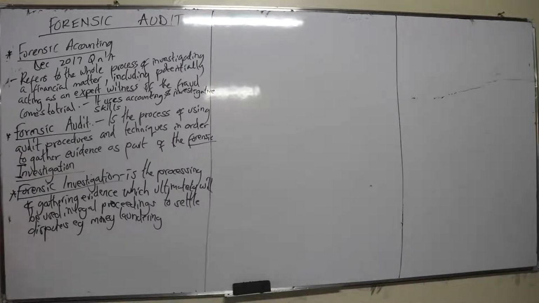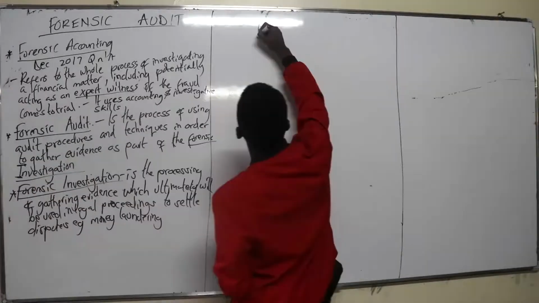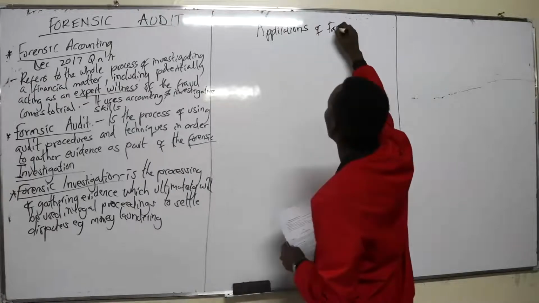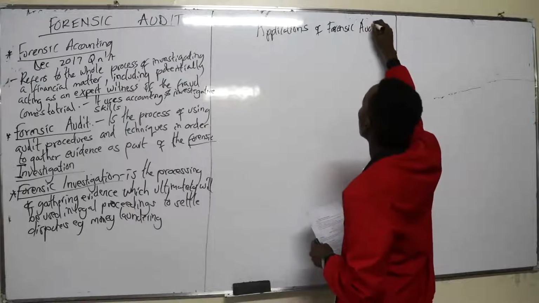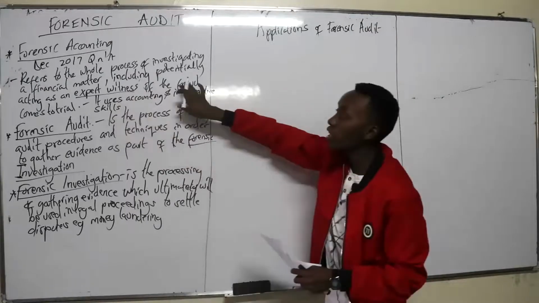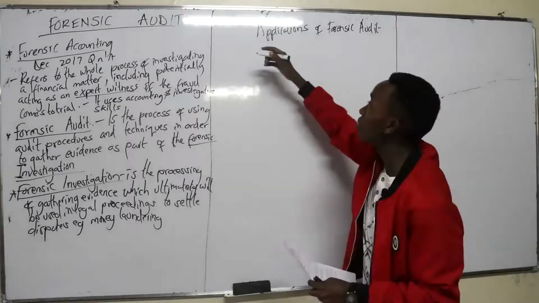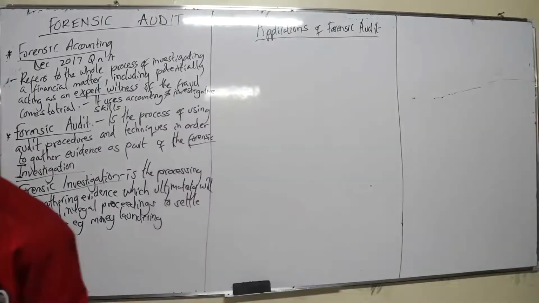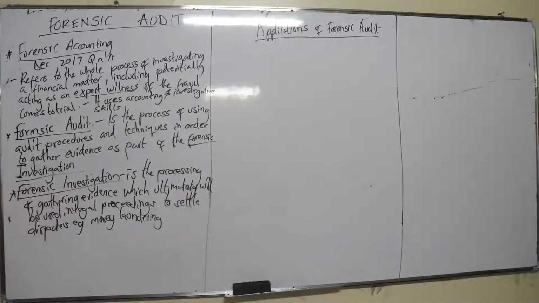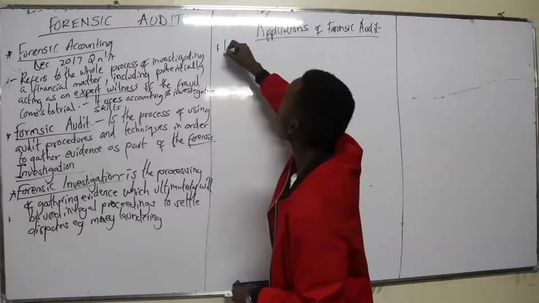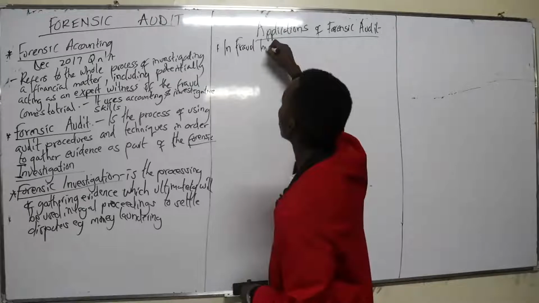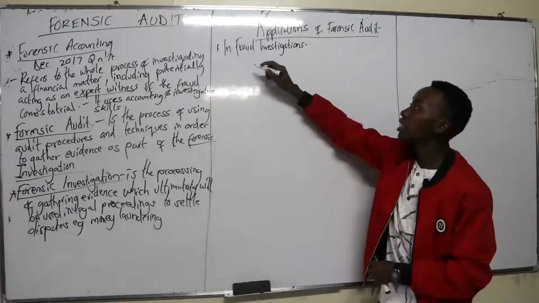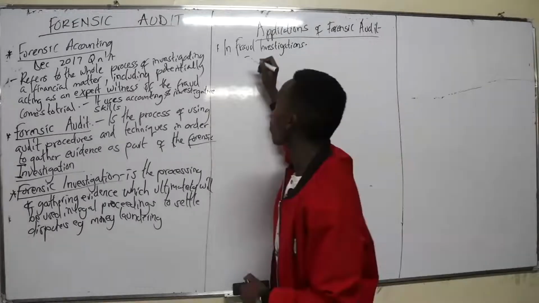So what are some of the areas in which forensic auditing may be applied? On the basis of the applications of forensic audit, one of them is what we have mentioned here: fraud investigation. Under these fraud investigations, the main thing we are investigating is to what extent the fraud has been done, and by whom.